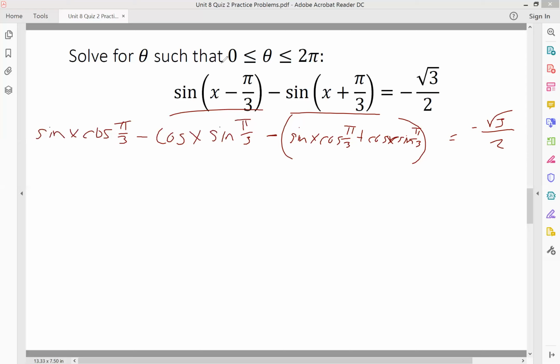So what do we have? Cosine of pi over 3 is, well, our 60-degree angle, so cosine is going to be root 3 over 2. Actually, let's go ahead and simplify this without plugging those in first, because if we distribute this negative right here, we get negative sine of x cosine of pi over 3 minus cosine of x sine of pi over 3.